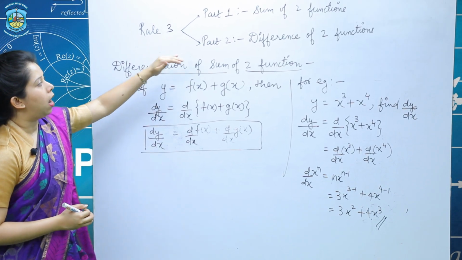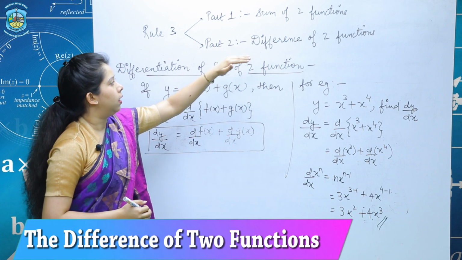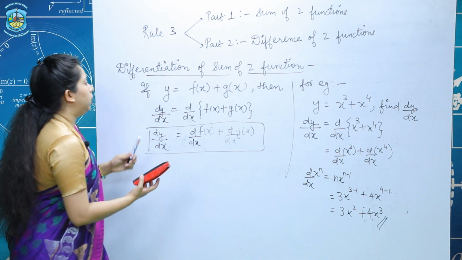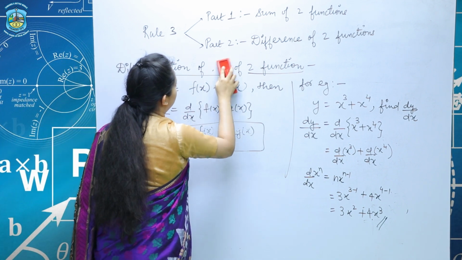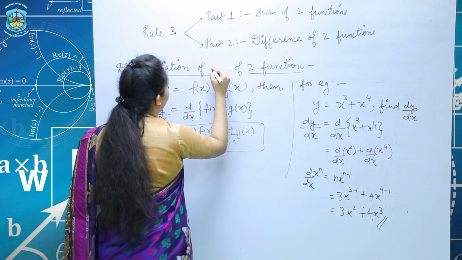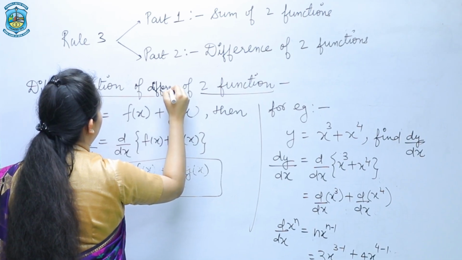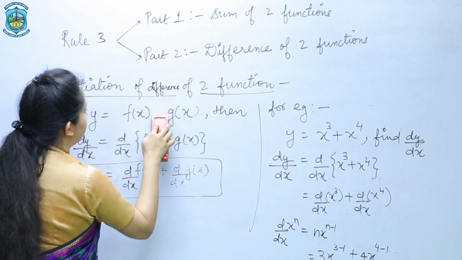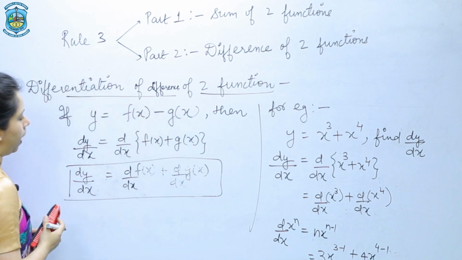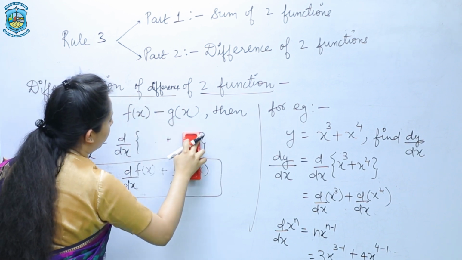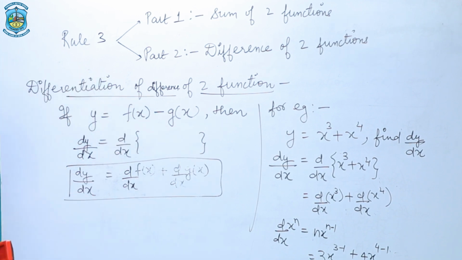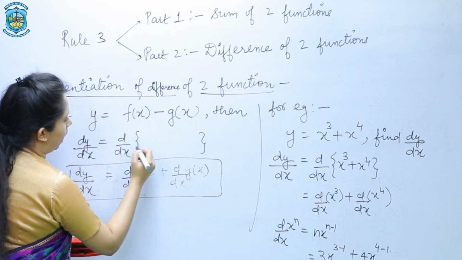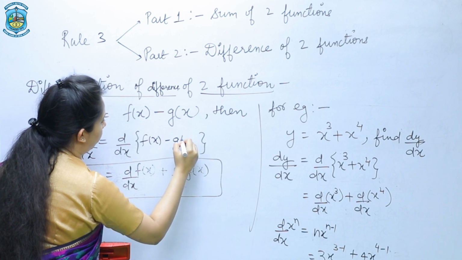Now we will talk about part 2 of rule number 3, that is the difference of two functions. In a similar manner, we will consider the difference of two functions and check what the value will be. So here we are considering differentiation of the difference of two functions. So if y is equal to f of x minus g of x and we wish to differentiate the function with respect to x, we will get the value of dy by dx as equal to d by dx of f of x minus g of x.